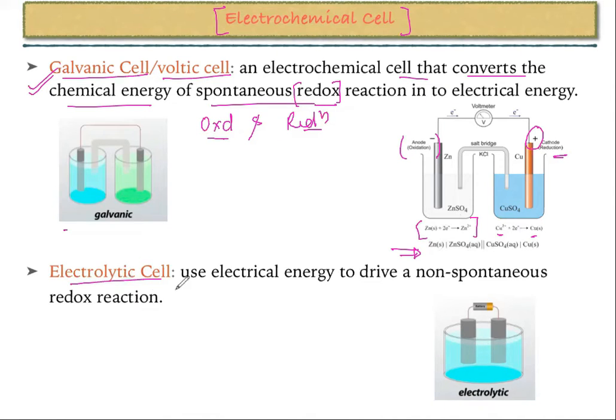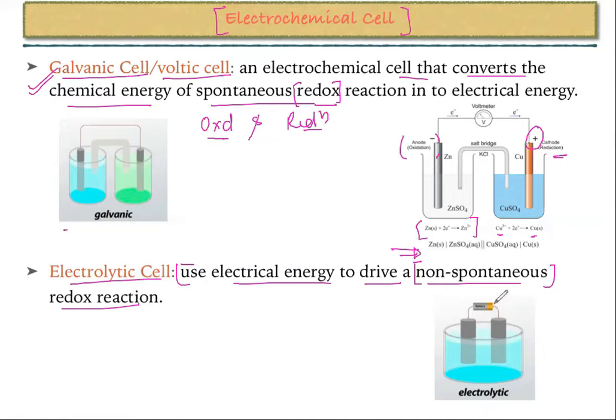Talking about the electrolytic cell, as we have discussed, an external source is required to carry out the chemical reaction. So it uses electrical energy to drive a non-spontaneous redox reaction. Why is it non-spontaneous? Because you see in this schematic diagram, two electrodes are dipped into a solution.